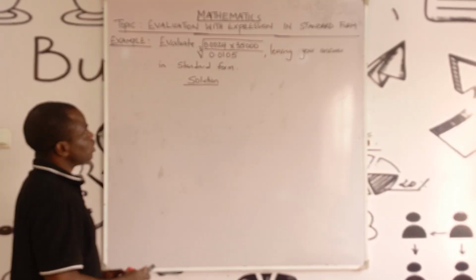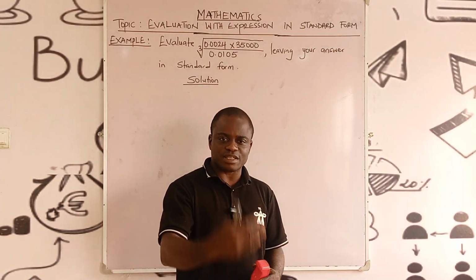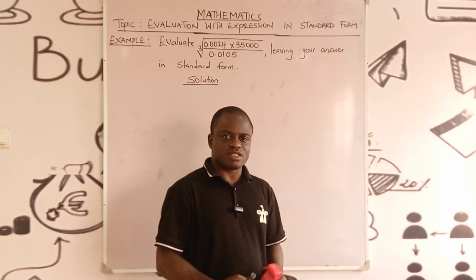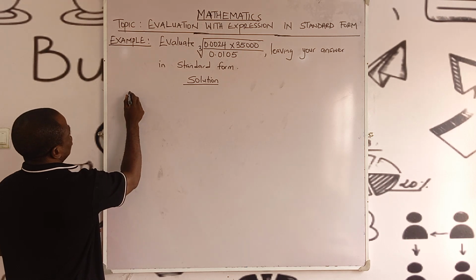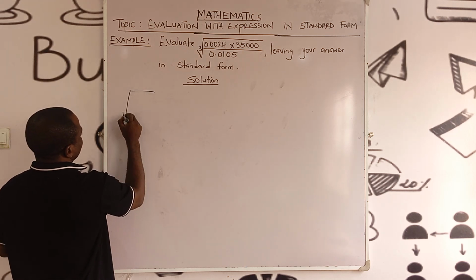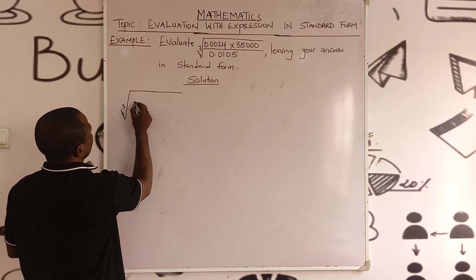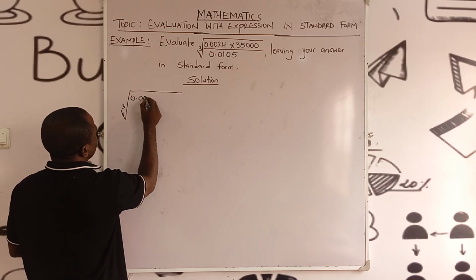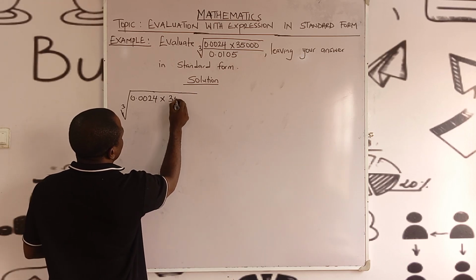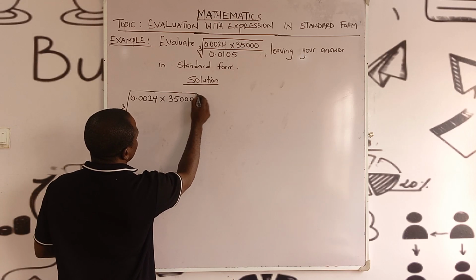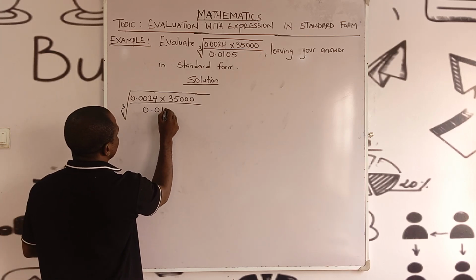Now, I will show you how to solve it by following the steps systematically. Please let's listen attentively. You have to evaluate the cube root of 0.0024 times 35,000 divided by 0.0105.